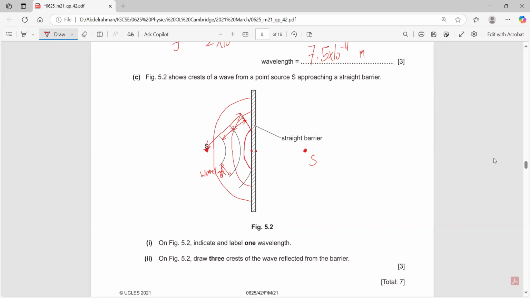This question isn't that common, to be honest. There aren't that many questions talking about reflected circular waves. But again, here is one, so you kind of need to get used to it. Okay, reflection of circular waves.